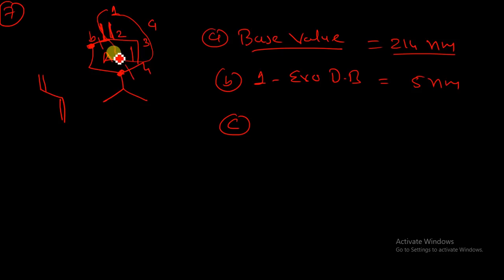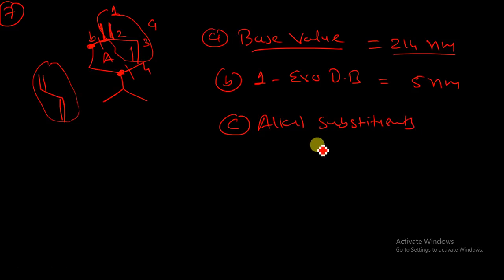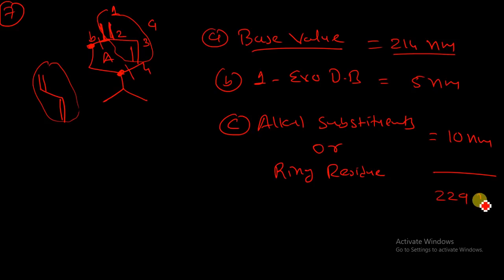If I cut down these two things, I have this type of arrangement of the 1,3-butadiene. If I write over here alkyl substituent, or I can write ring residue, both are similar for this case. So I have to add 10 nanometer for this. So I add 15 to 214 nanometer, and that will be 229 nanometer. So lambda maximum will be 229 nanometer for this example.